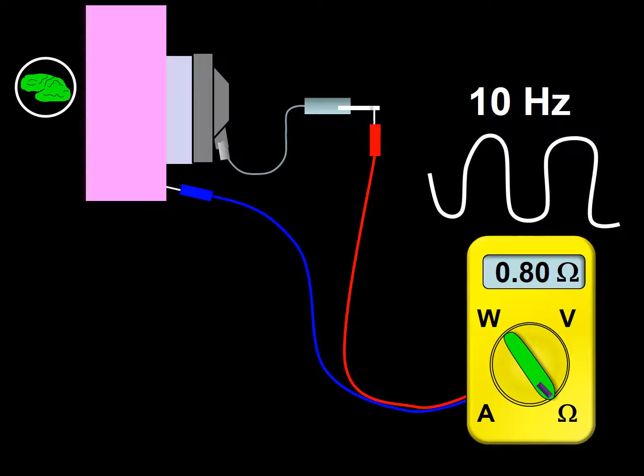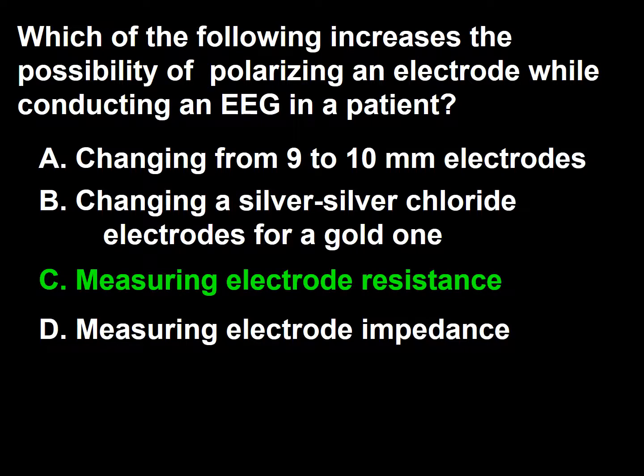Impedance is measured by providing a pulse of alternating current, usually of 10 Hz, but could be between 10 and 30 Hz, while electrodes are connected to the patient. So the answer to this question is C.